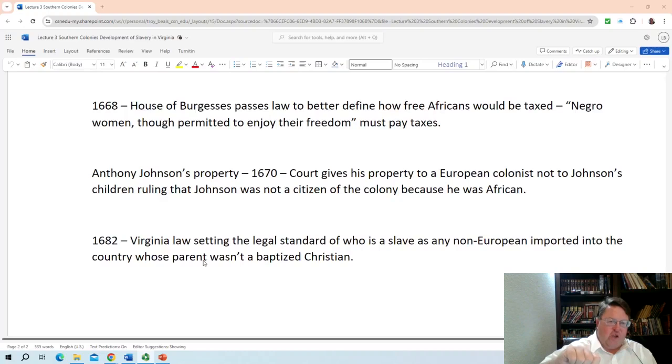European indentured servitude is disappearing. We don't see enslavement of Indians, Native Americans. We start to see African slave labor as the predominant form of labor in the colonies.